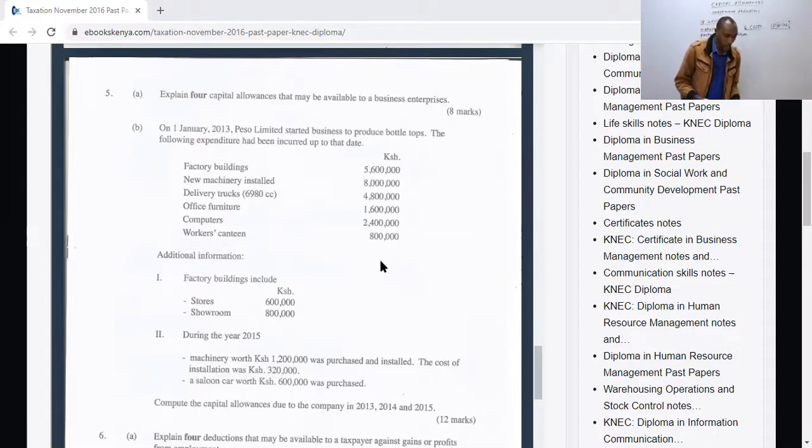So the additional information there, the factory building included those stores and showroom. We said they only qualify for investment deduction if they do not exceed 10% of the cost of building this factory. Okay, that's what we said. So if it is more than 10%, therefore it does not qualify. So if it costs more than 10% of that, then it does not qualify. Okay, so it doesn't qualify for ID.